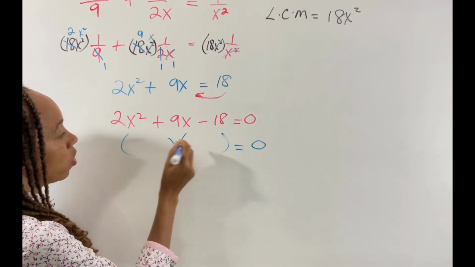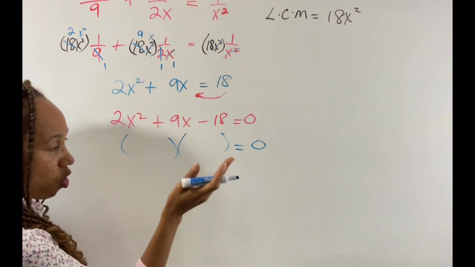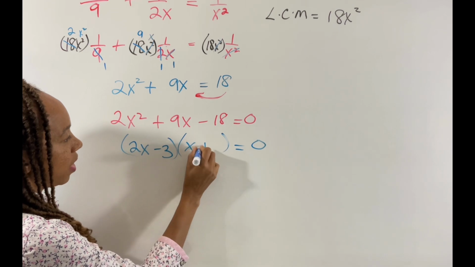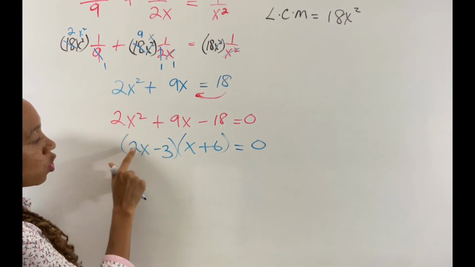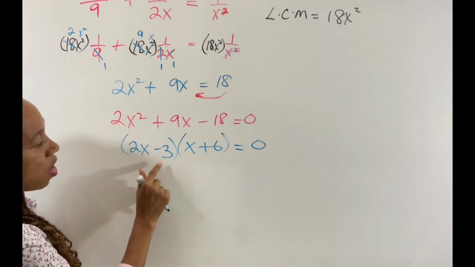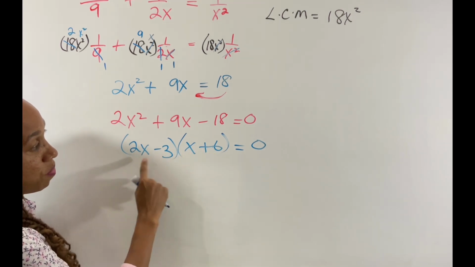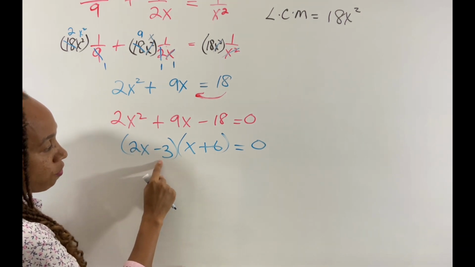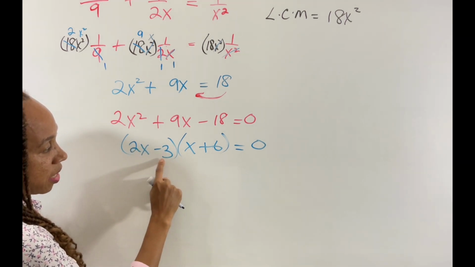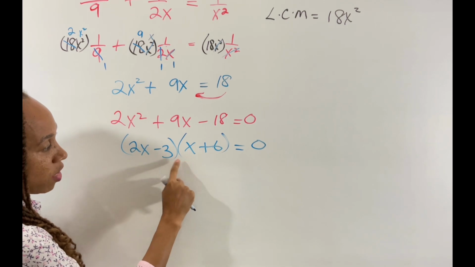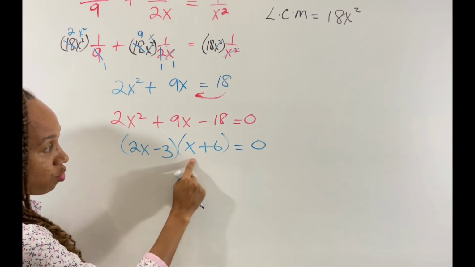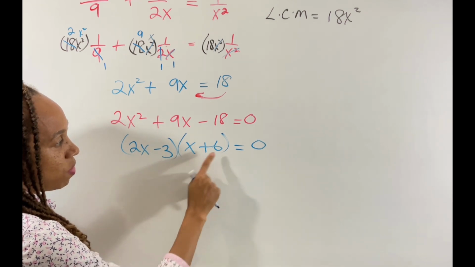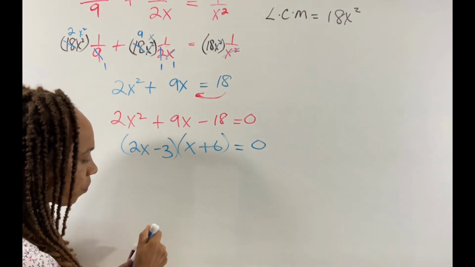So to get the factors here, I know off the top, it is going to be 2x minus 3 and x plus 6. And you can test it. 2x times x is 2x squared. 2x times 6 is going to be 12x, and then negative 3 times x is going to be a negative 3x. So 12x minus 3x is going to be 9x, and then negative 3 times 6 is going to be negative 18. So yes, that is correct.